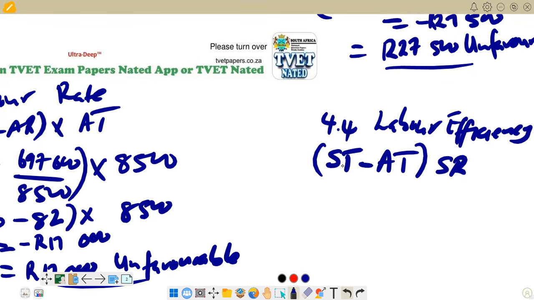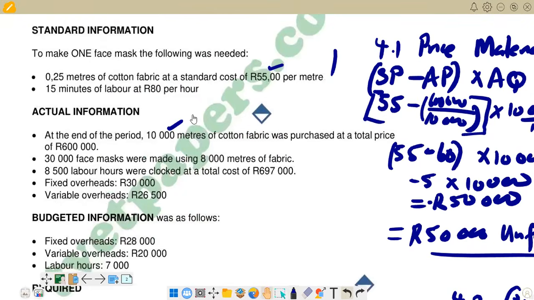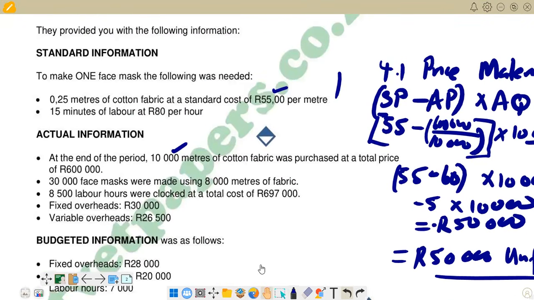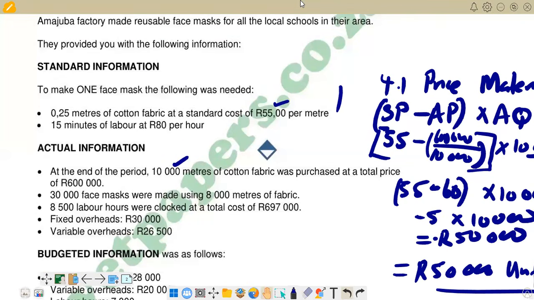So we are going to try to find out what we have on standard time, then what we have on actual time. If you go to the question, you start with the standard section. To find those figures, we go to the standard section. There we are saying the standard time is 15 minutes of labor, at 80 rands per hour. So for our standard rate, it means our standard rate here is 80 rand per hour. That's our standard rate we are given.